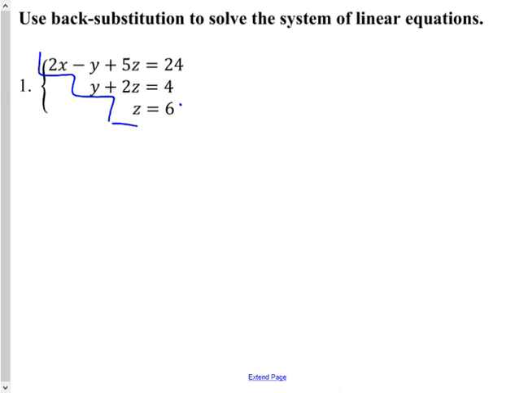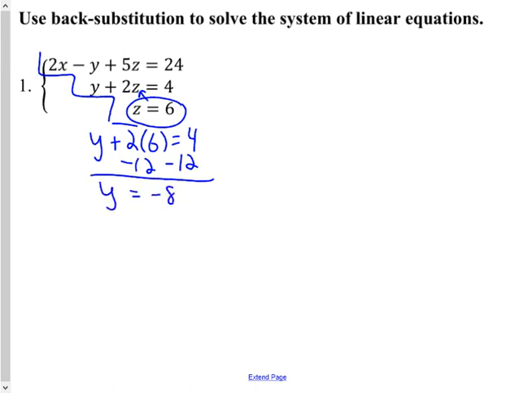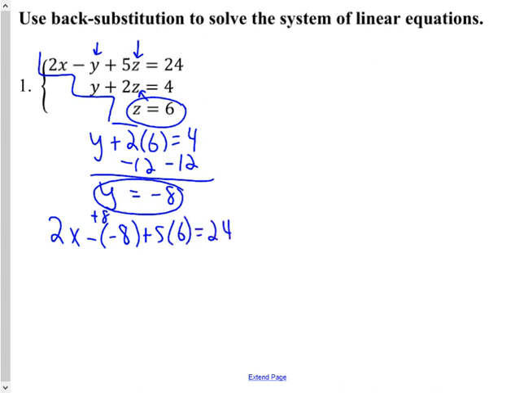Clearly, if z is 6, we just need to plug our value of z into equation 2. So y plus 2 times 6 is 4. This is 12, so subtract 12 from both sides, and we get y is minus 8. Now we have a second variable, and in the top equation we plug in both. So 2x minus y, which is negative 8, plus 5 times z, which is 6, is 24. Cleaning this up, this is 8 plus 30, or 38. Subtract 38 from both sides and divide by 2. 2x equals negative 14, and I get x is minus 7.